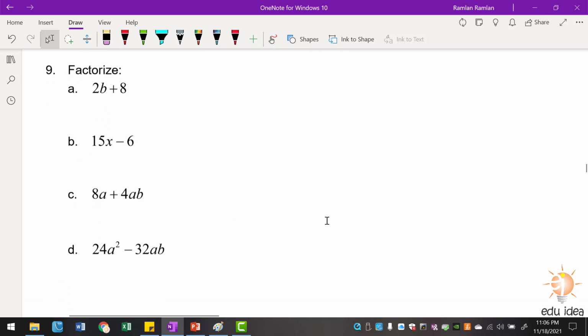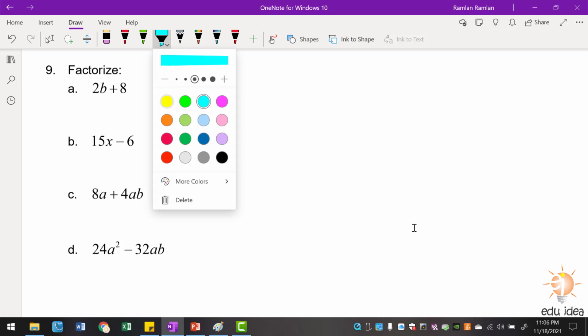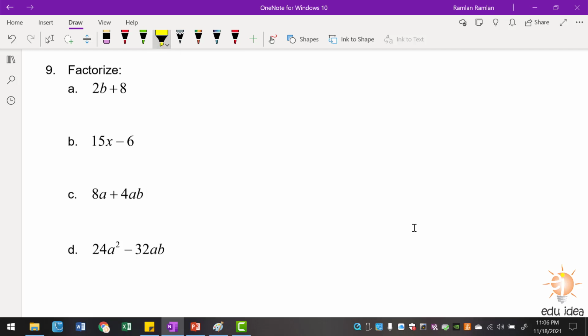Okay, next up, number 9, so factorize. Factorize is actually just the opposite of expanding bracket or multiply out, right? The same thing. So whatever you do in here, guys, the first thing that you need to see is how many terms do we have here, right? So for question A, we have 2 terms, which is 2b and 8.